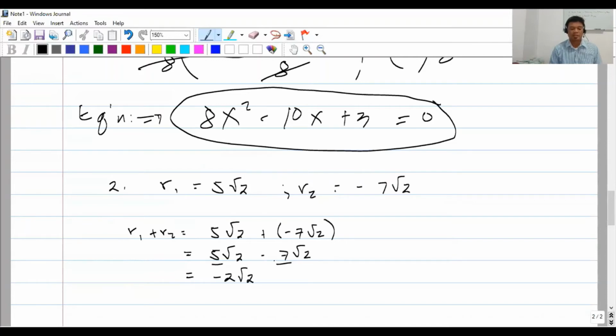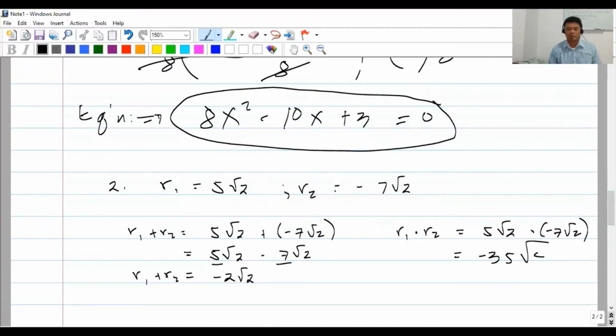These are similar terms in the radical, since they have the same radicand and the same index. So we just subtract the integral part of these terms. Okay, so the sum of the two roots is negative 2 square root of 2, whereas the product would be 5 square root of 2 times negative 7 square root of 2. So 5 times negative 7 is negative 35. And square root of 2 times square root of 2 is square root of 4.